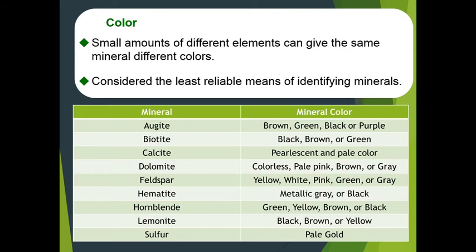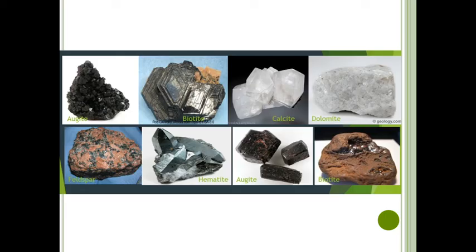Next, we have in terms of color. So small amounts of different elements can give the same mineral different colors. However, color is considered the least reliable means of identifying minerals for the reason that there are impurities. So, of course, hindi natin magagamit yung color as one of the factors in identifying minerals for the reason that there are impurities sometimes. So in the table below, you can see specific mineral and the mineral color.